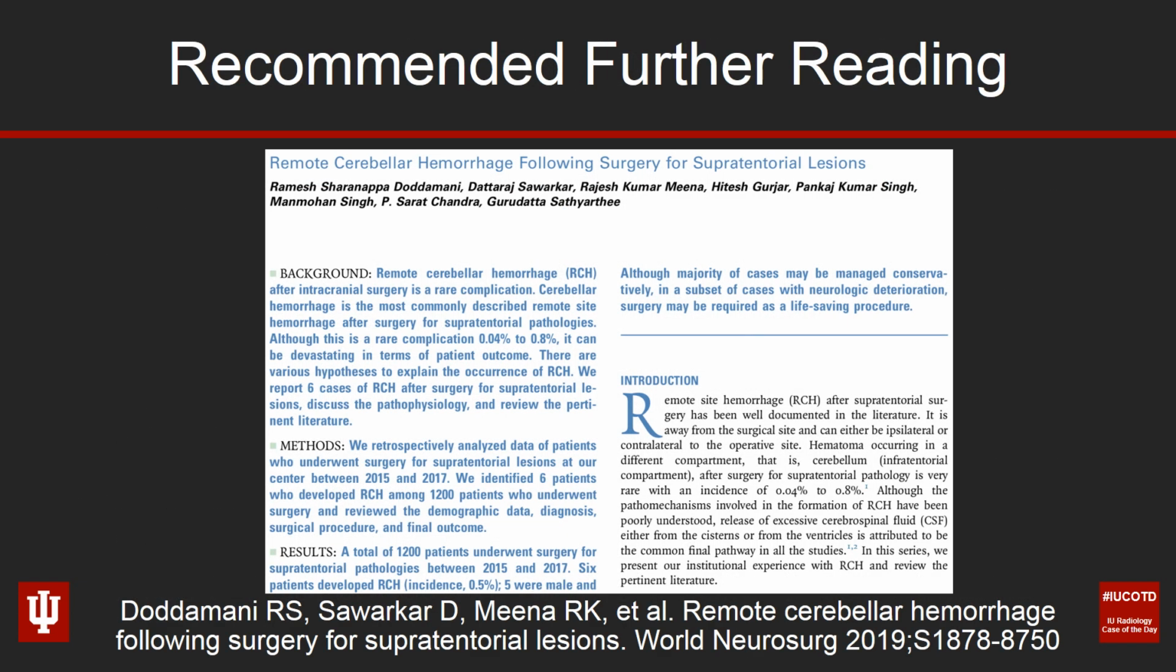So here's a nice paper. It's a recent paper in World Neurosurgery talking about remote cerebellar hemorrhage following surgery for supratentorial lesions. Again, this focuses mainly on the supratentorial disease. Just know that the most common etiology is supratentorial craniotomy, but you can also see it in the setting of spine surgery. It's worth taking a look at to be familiar with this unexpected, rare complication.